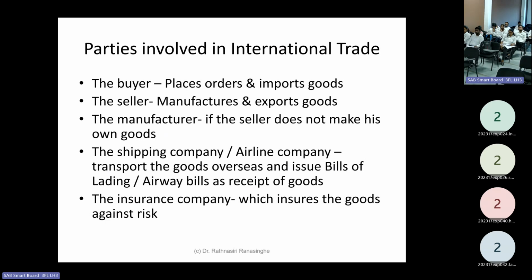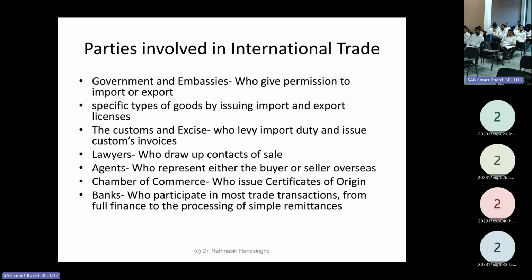Apart from that, the airline and shipping companies take part in this, and the insurance companies take part in this process, and also government embassies are there.